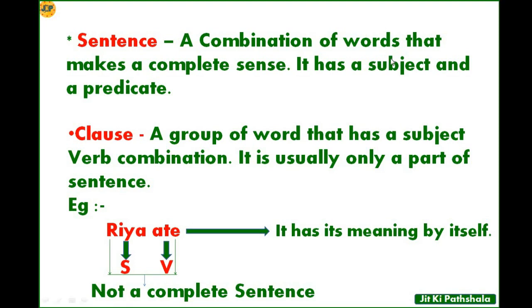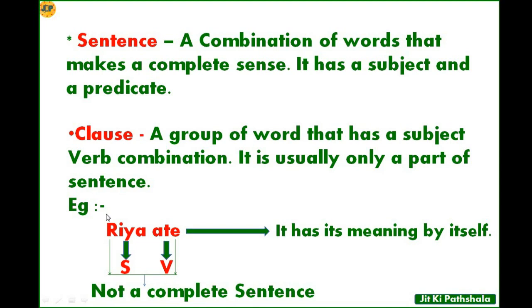And now, what is a clause? A clause is a group of words that has a subject-verb combination. It is usually only a part of a sentence. So here we can say that a clause is just a group of words that has a subject and a verb, and it is only a part of a sentence. We can also say that a clause is the smallest unit of a sentence.